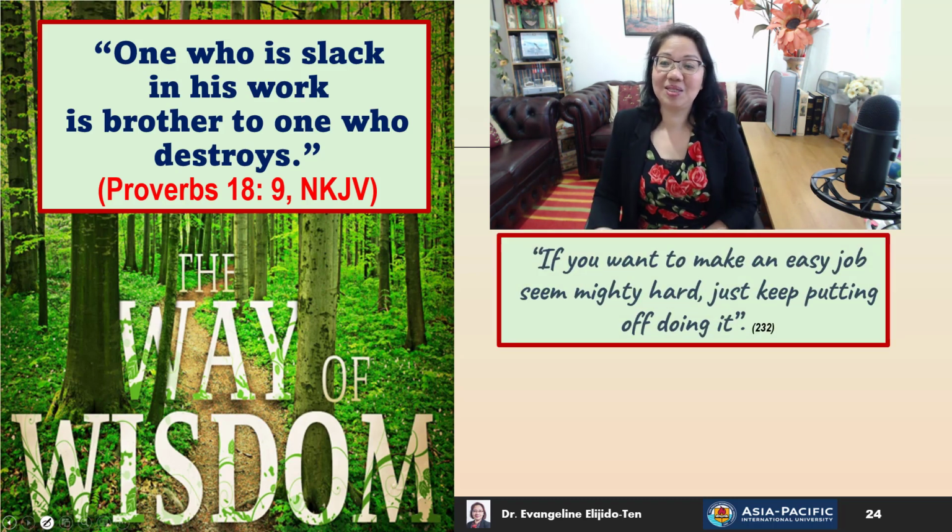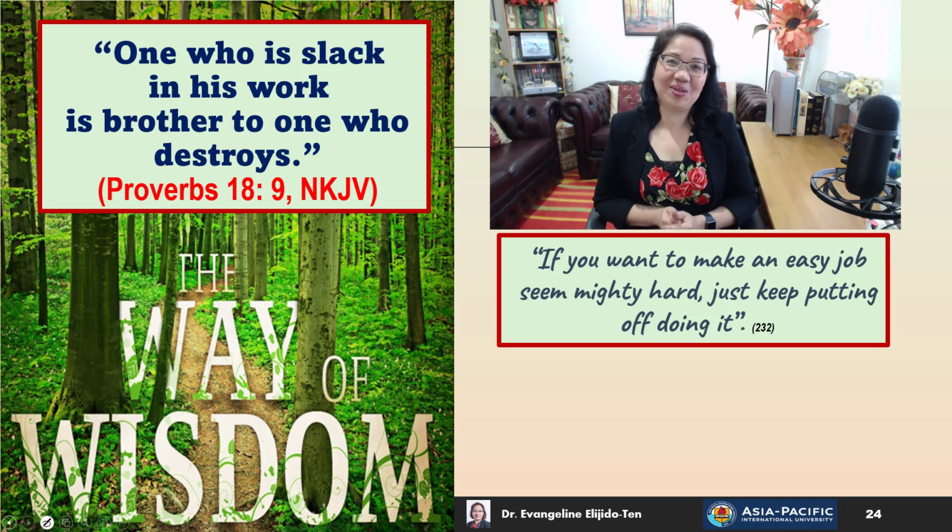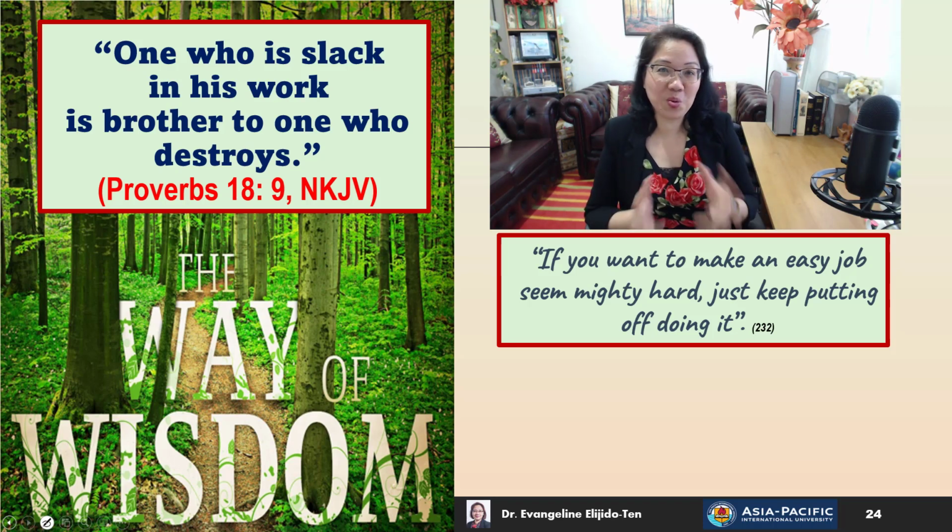This also reminds me of this favorite quote of mine. It says, if you want to make an easy job seem mighty hard, just keep putting off doing it. And so I hope that you don't put off the work that you're supposed to do, not only in this course, but in your other subjects as well.